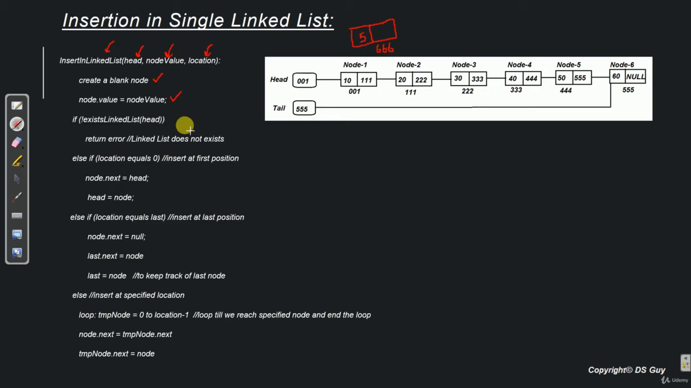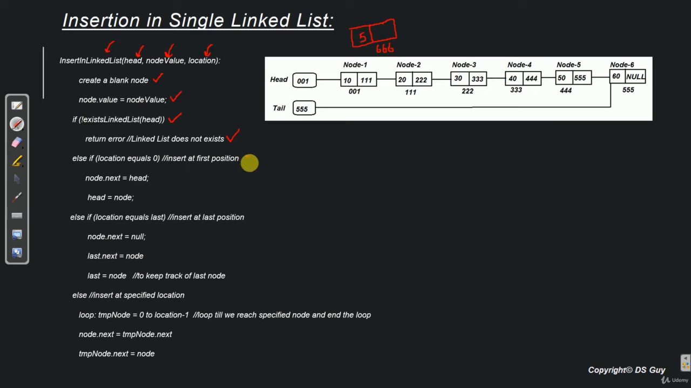Now the next step is we check if the linked list does not exist. In that case, we return an error. Why? Because if there is no linked list, we cannot insert a new node in it. So in that case, we have to first create a blank linked list, as we have seen in the last video, and then we come and insert a new node.